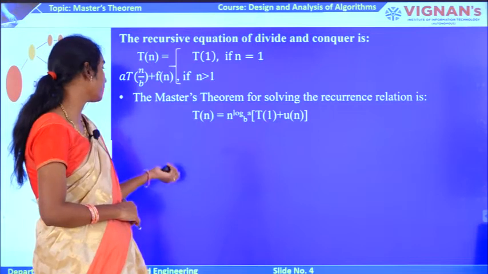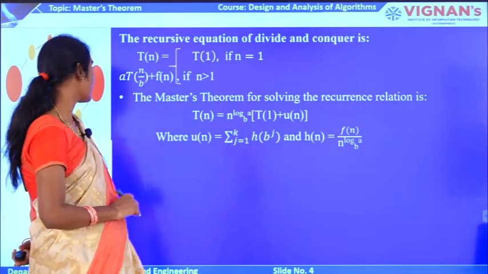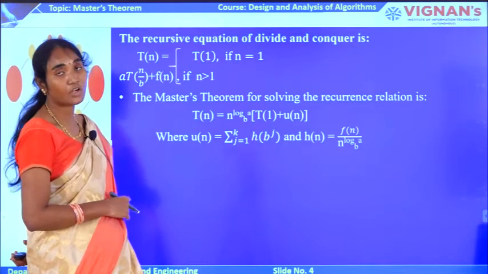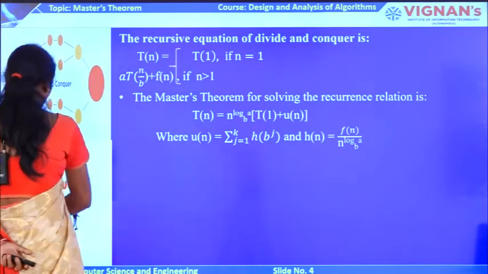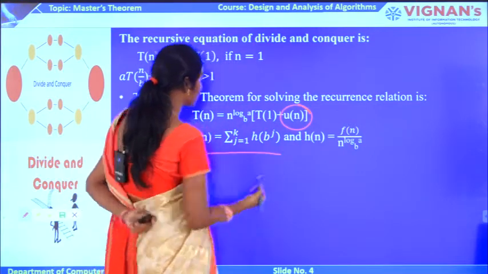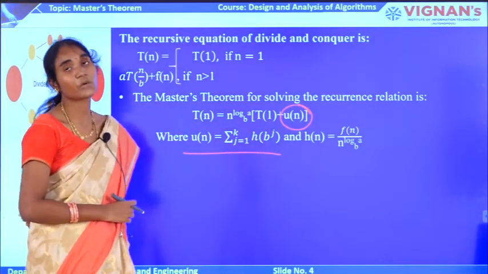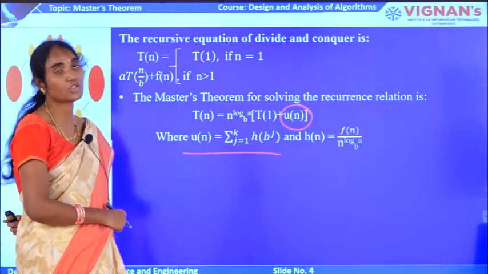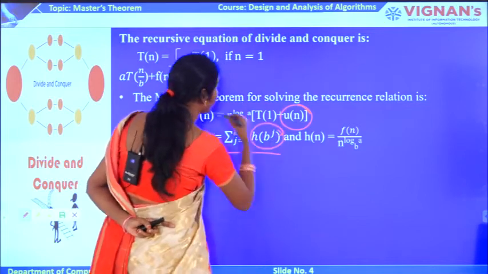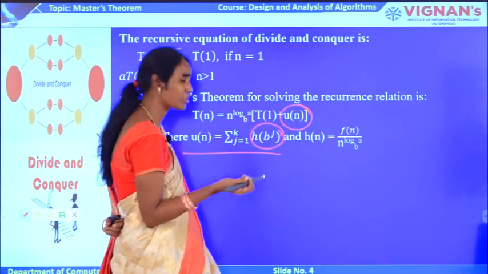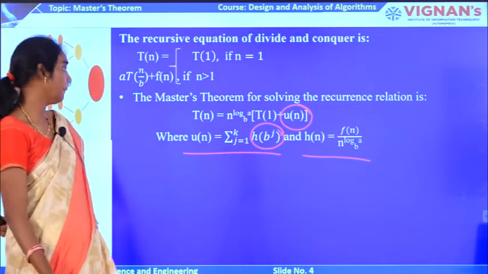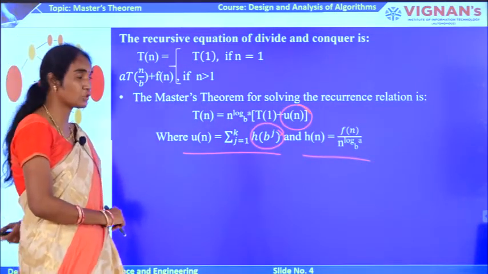To find u(n), we have a formula, which is the summation of j equal to 1 to k of h(b^j). So to find this u(n), we have to follow this formula. And to find h(b^j), we use the function h(n), which is equal to f(n) divided by n to the power of log a to the base b. So by means of these two.